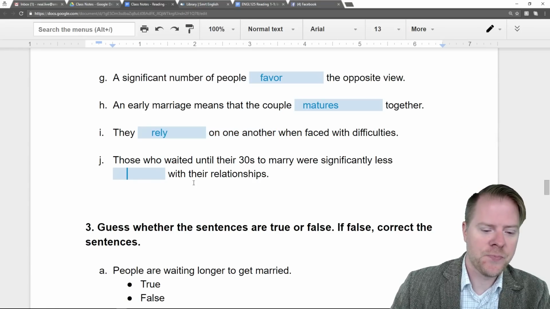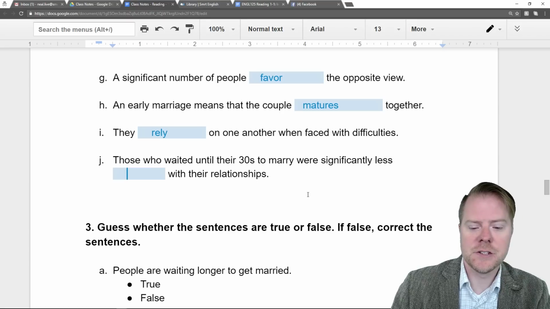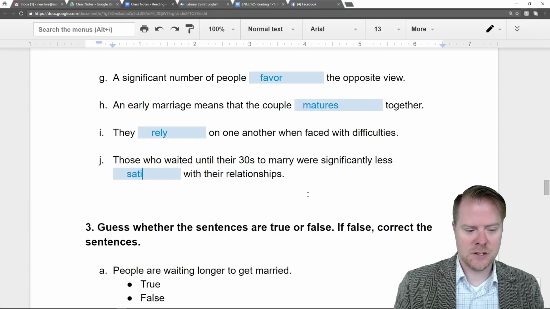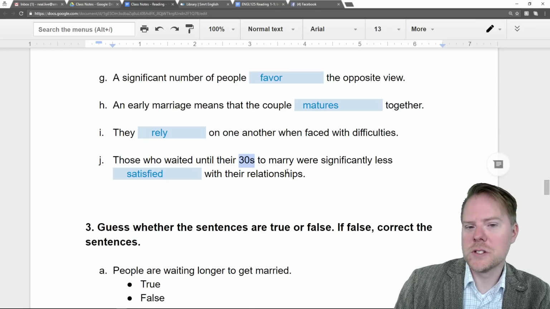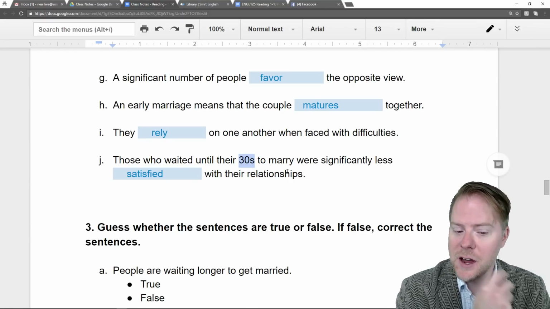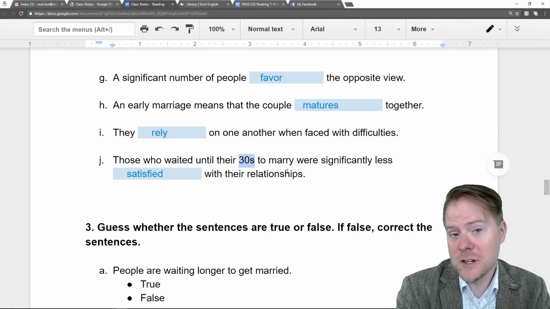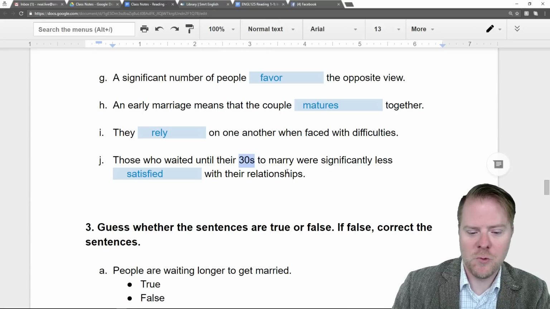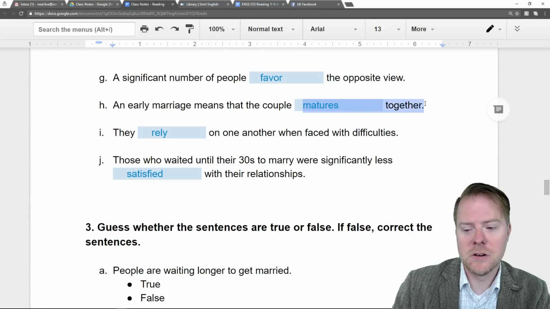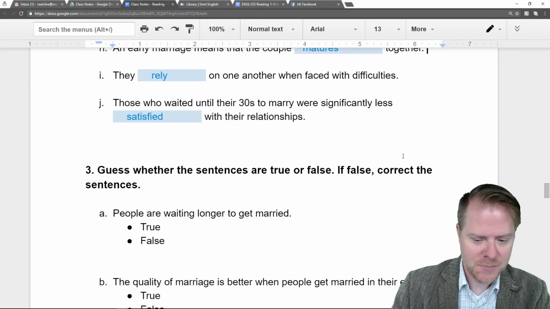And finally, J, those who waited until their 30s to marry were significantly less satisfied. And when we talked about when was the best time to get married, a lot of you said your 30s. But according to this reading, and this will be in the reading, those who waited until their 30s to marry were significantly less satisfied with their relationships. Crazy, right? Why is that? Well, probably because they don't mature together.